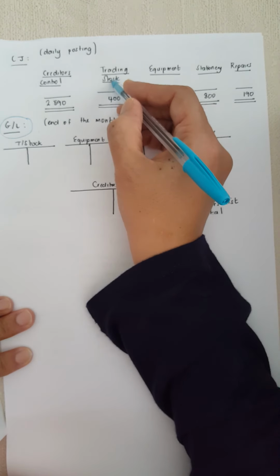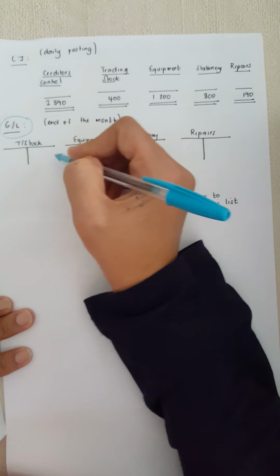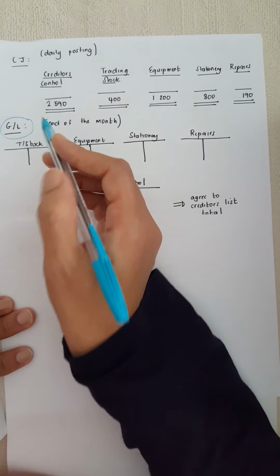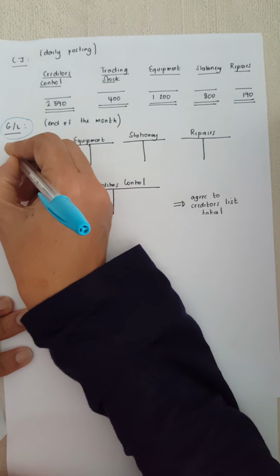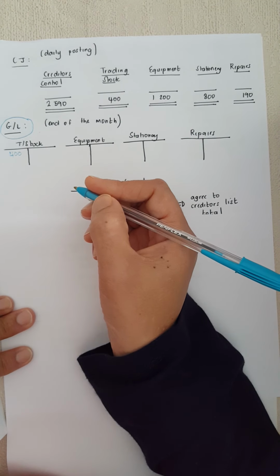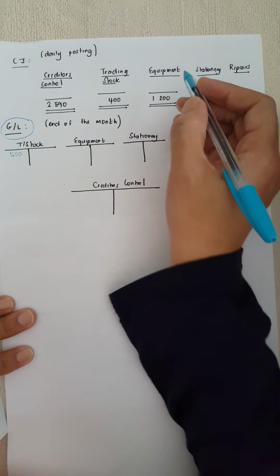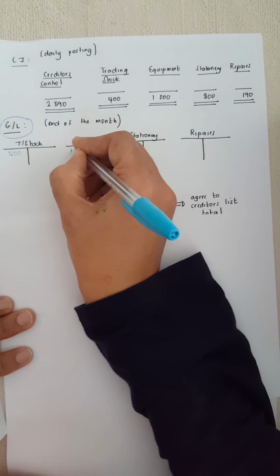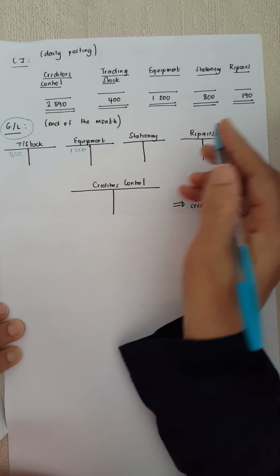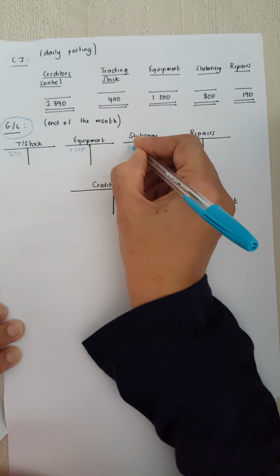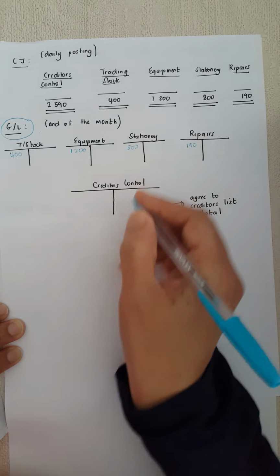So if you have a few transactions for trading stock and equipment and stationery, you're not going to record each one into the general ledger. We're just going to take the total at the end of the month. So what are we doing here? The trading stock gets debited with 400. We bought trading stock worth 400. This example only has one transaction, but normally you might have quite a few. Equipment, I bought equipment for 1200. Remember, these are all assets, so they are getting debited. Stationery is an expense, so we're debiting our stationery with 800. Repairs is an expense, we're debiting our repairs with 190.